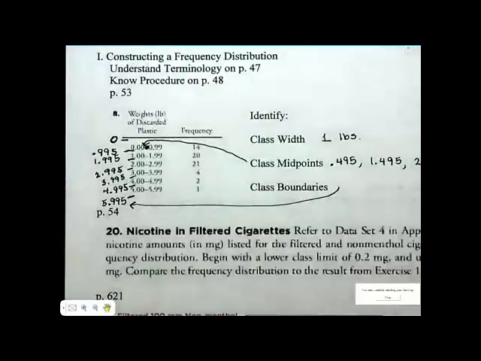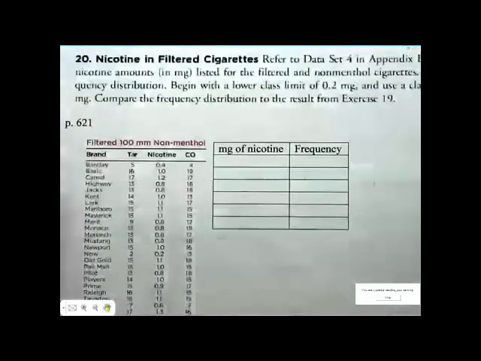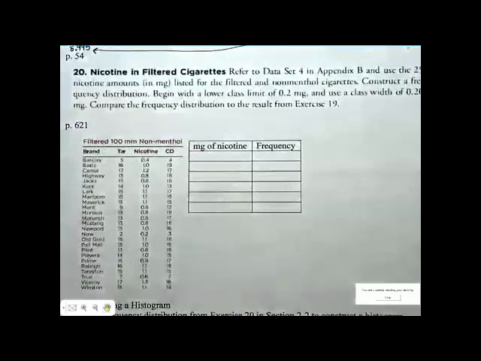Like I said, you have a few problems that just say list the class width, list the class midpoints, and list the class boundaries. And then you have a problem where you actually make a frequency distribution. You'll always be given the lower class limit, what to start with, and the class width. This table has to do with the amount of tar and nicotine and carbon dioxide in cigarettes.